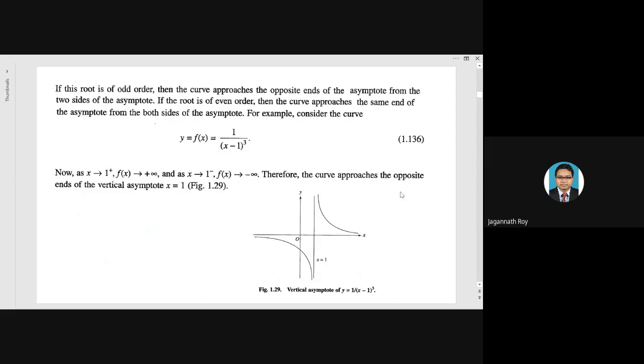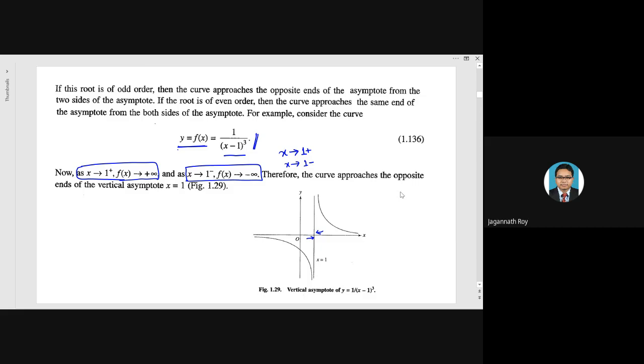Now, for example, if we take the curve y equals 1 upon (x minus 1) whole cube. If you take x going to 1 from the positive direction, then this f(x) is going to plus infinity. And if you take x going to 1 from the left hand side, then it is going to negative infinity.